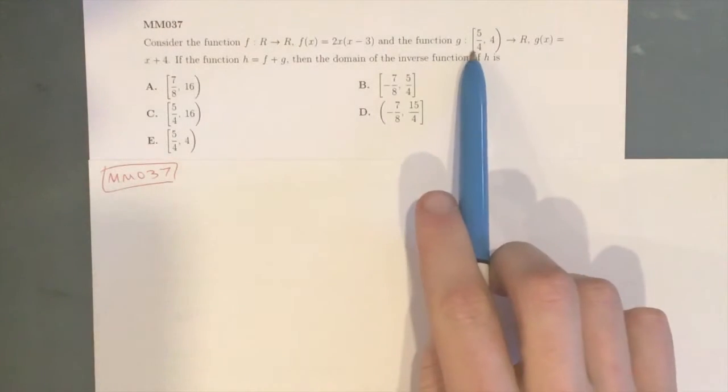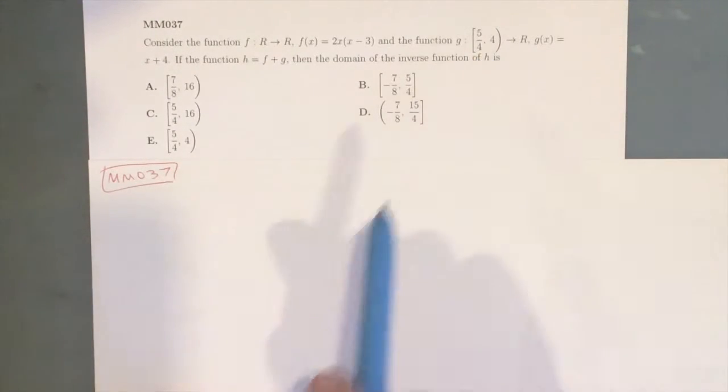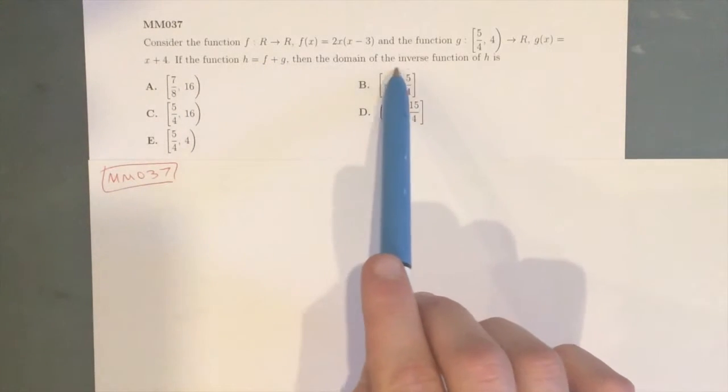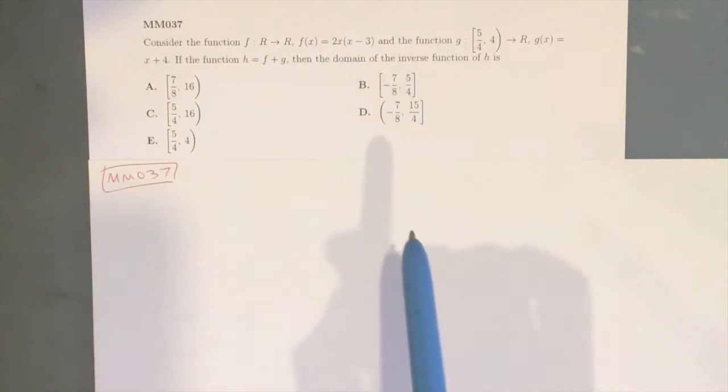So the question asks us, consider the function f of x equals 2x times (x take 3) and the function g where g of x equals x plus 4. And they've given a restricted domain on g from 5/4 to 4. If the function h equals f plus g, then the domain of the inverse function of h is.